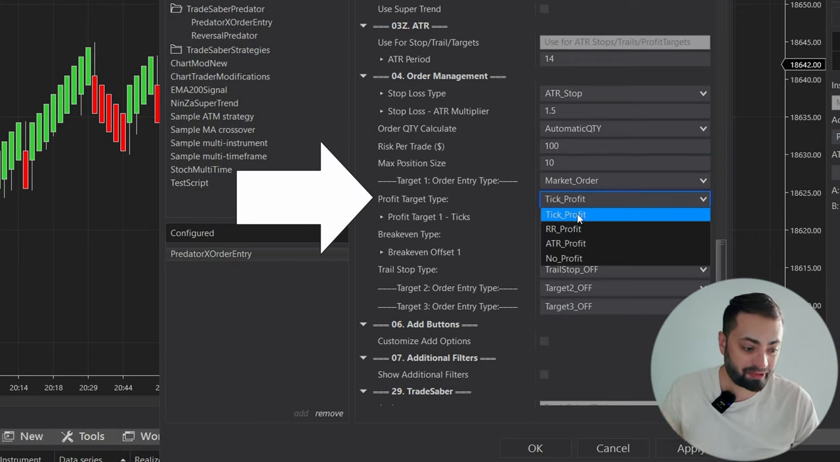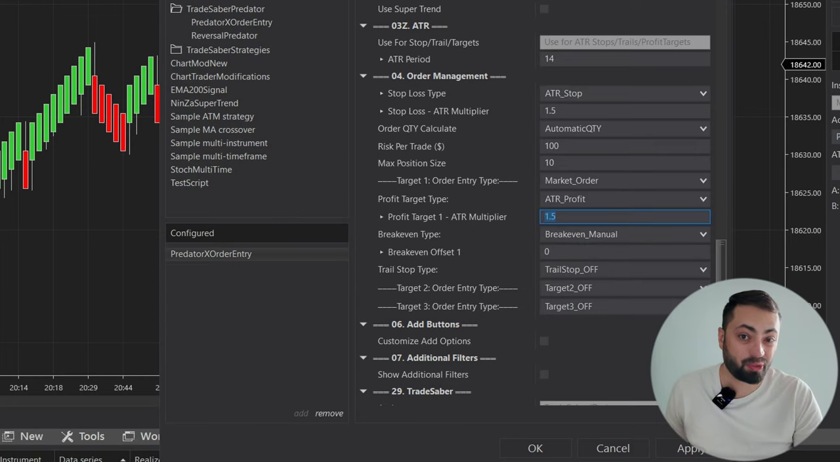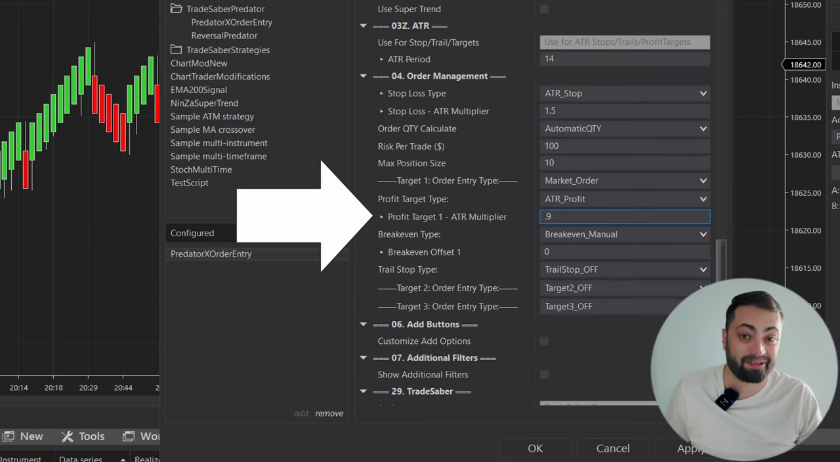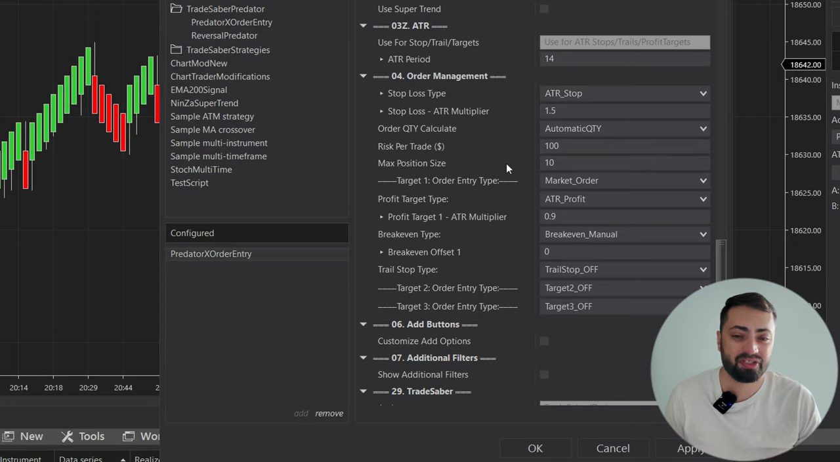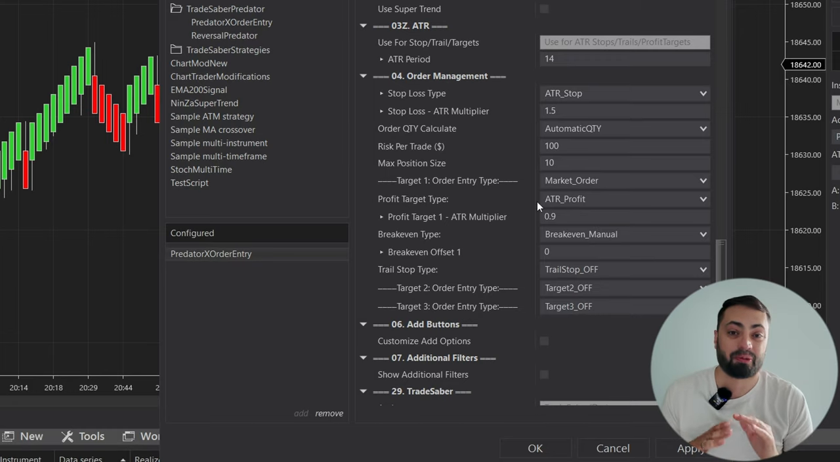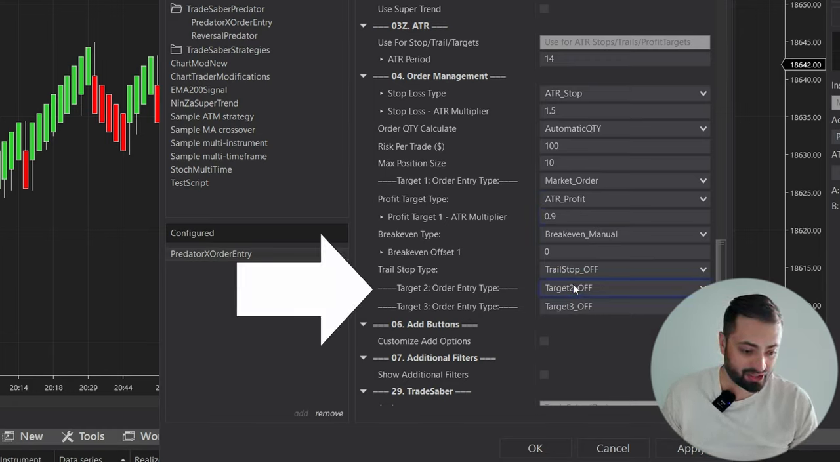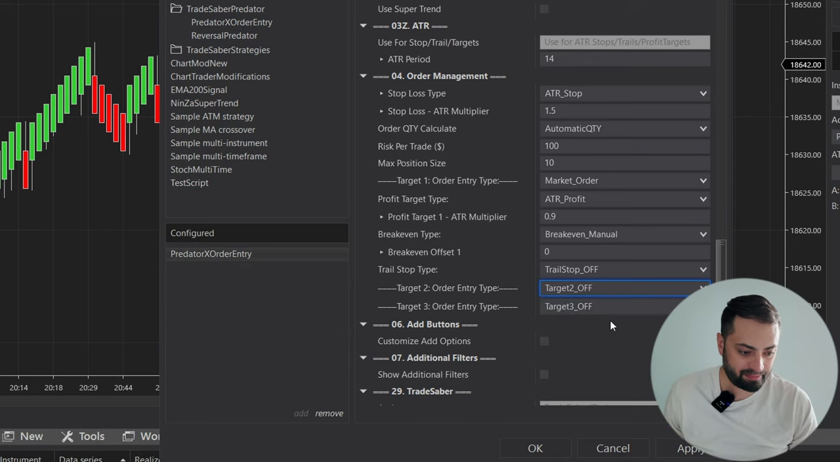Next, for my first profit target, just a quick ATR. I'm going to set this at 0.9 ATR. And this is how most of my strategies go. I usually try and scalp a quick move first, and then I'll start trailing the rest of my position later. So for my first target, I don't set any break evens, I don't set any trail stops, but I do set up a second target.